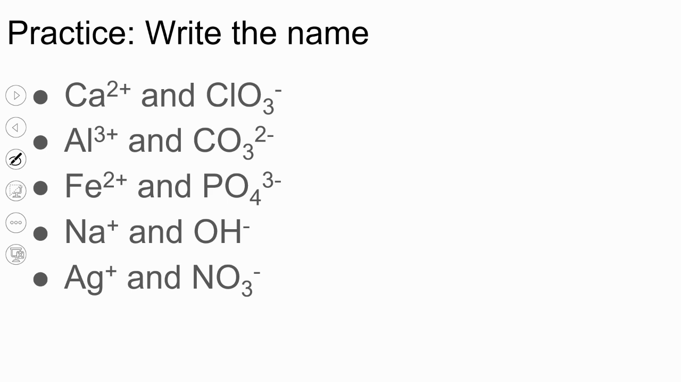Okay, let's go over a few of these. What would this one be? What's the name for this one? Carbonate. Good. But let's start with the middle. So it's going to be aluminum carbonate. Good. Aluminum.